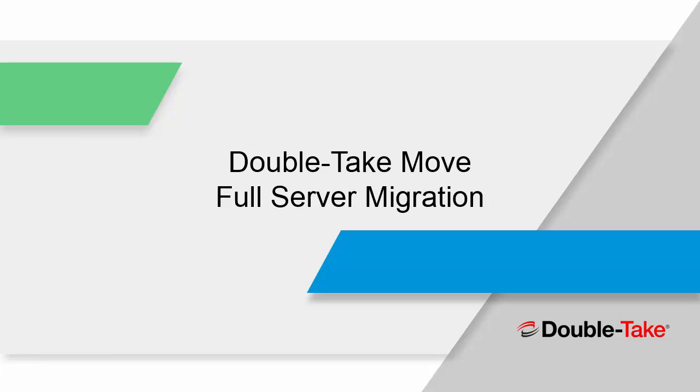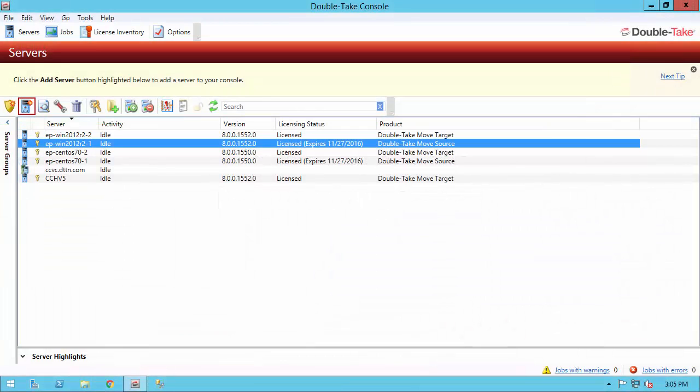In this short video, we're going to show you how easily you can migrate from one platform, physical, virtual, cloud, to any other platform with DoubleTake Move for an entire server. So let's go ahead and get started. In this example, we're going to be migrating a Windows 2012 R2 server from one server to another.